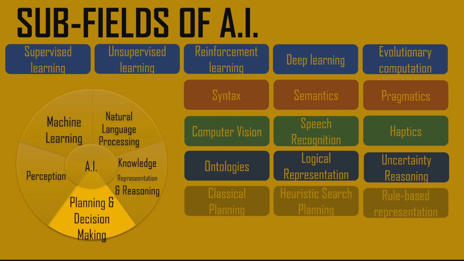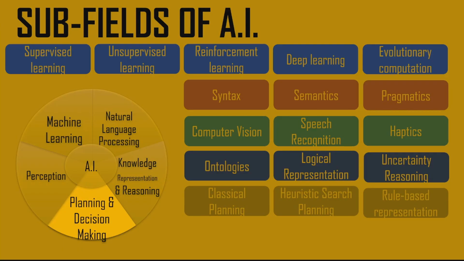Now, talking about planning and decision making, classical planning, heuristic search planning, and rule based representations are the major categories. And these include popular approaches like breadth first search, depth first search, and also Dijkstra's algorithm, A-star algorithms, all these kinds of things. So you could easily look up each of these individual subcategories and start learning more about these.